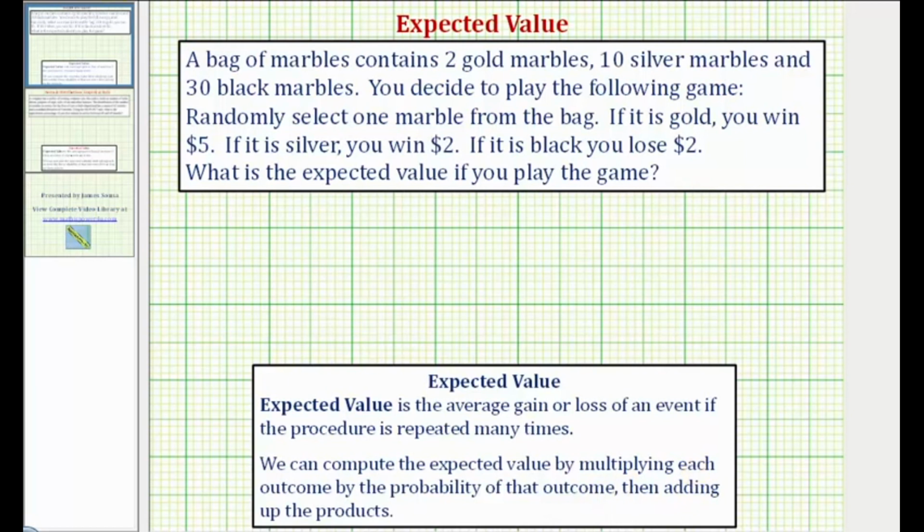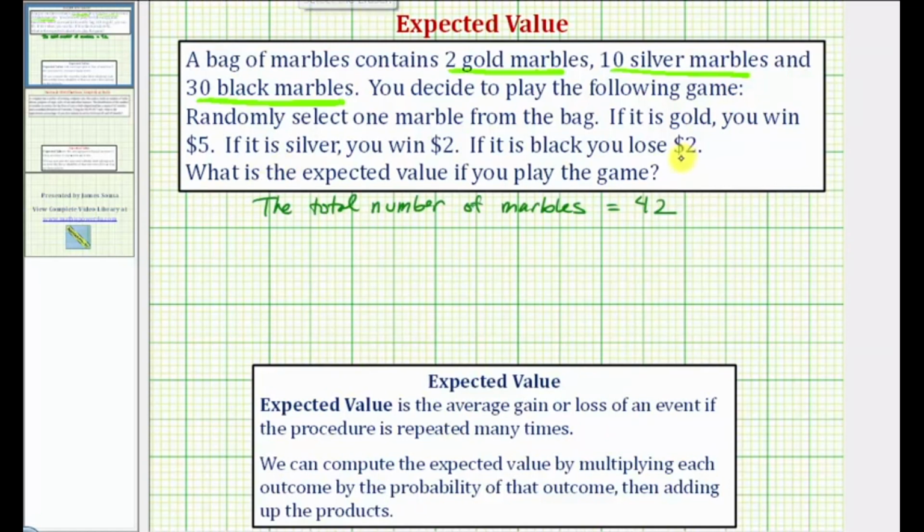So looking back at the given information, notice how the bag contains 2 gold marbles, 10 silver marbles, and 30 black marbles. So the total number of marbles would be 2 plus 10 plus 30, which equals 42. Let's write this down because we need this to find the probability of each outcome.